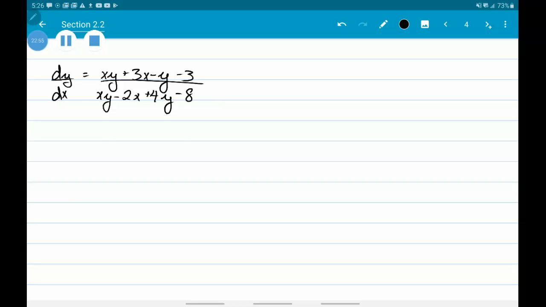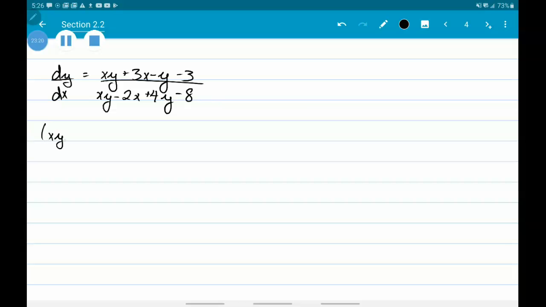So, let's look at another one. We have dy over dx equals (xy + 3x - y - 3) over (xy - 2x + 4y - 8). When you first look at it, it doesn't look like something that you can separate. But if you start playing with it, you actually can. My first step would be to cross multiply, to get rid of the fractions here.